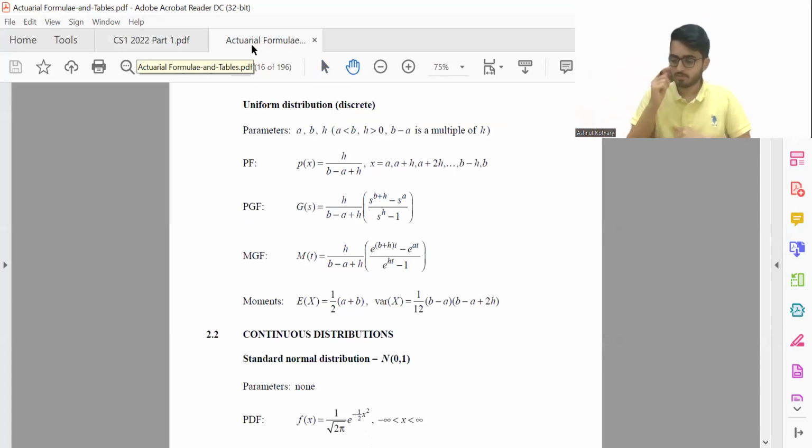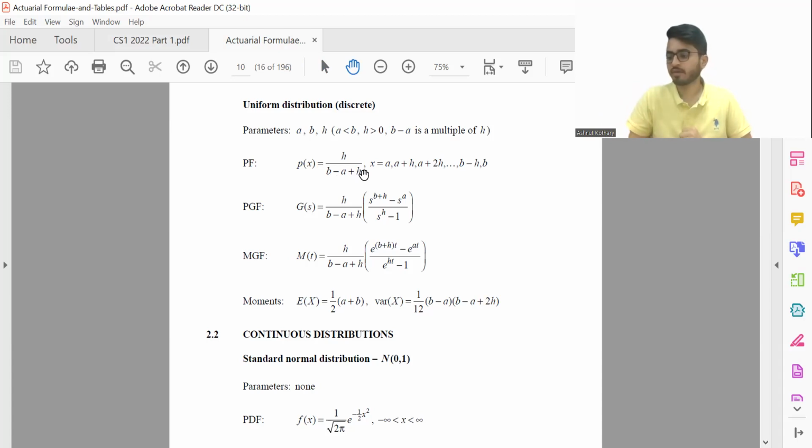I hope the screen is visible to all of you. Here we have a discrete uniform distribution. Three parameters have been given: A, B, and H. This PF is nothing but the probability function, and it is given as H divided by B minus A plus H. Note that A, B, H are all constants, so this probability is constant. Whatever the value of X, the probability will take the same value.